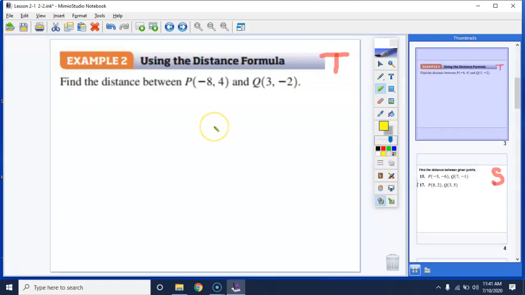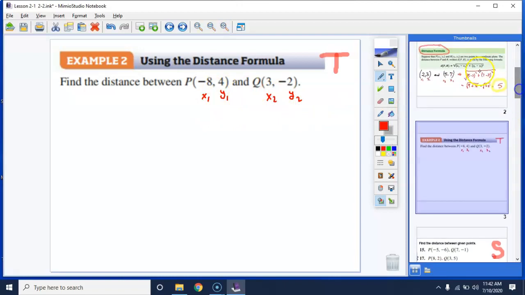Let me show you one more example, and then I'm going to move to your turn example. Find the distance between these two points. Again, as I did before, this one should be x1, this one should be y1, this one should be x2, this one should be y2. And then just look at this formula and plug in here. So first of all, x2 minus x1, 3 minus negative 8 squared, plus y2 minus y1, negative 2 minus 4 squared, in a square root.